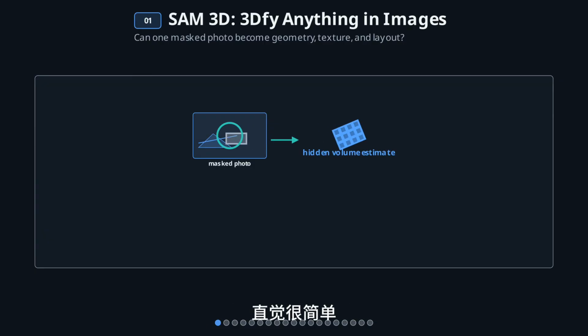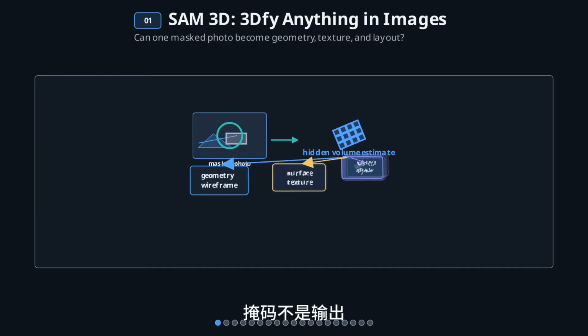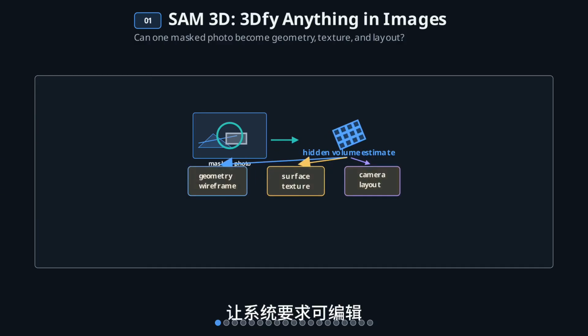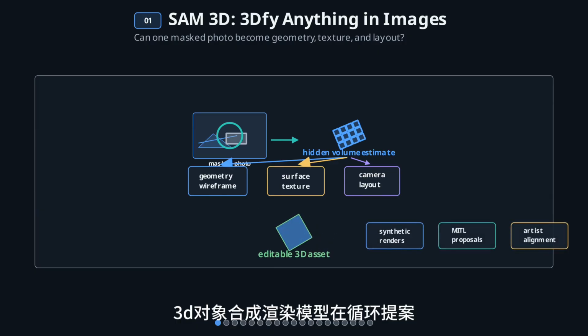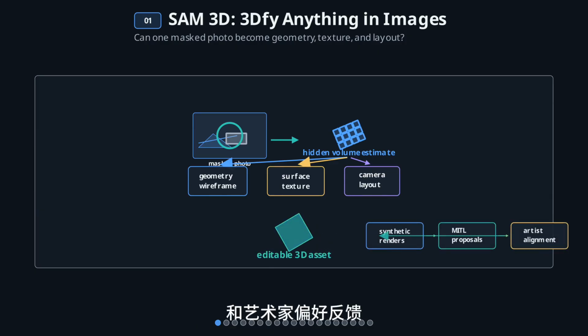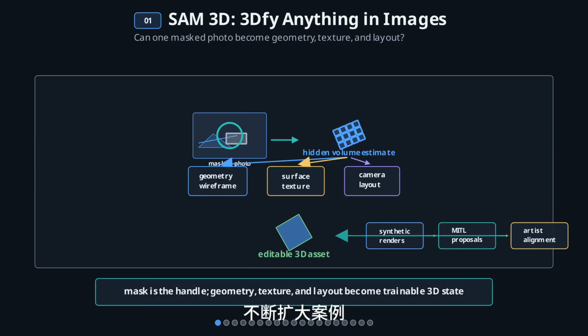The intuitive move is simple. A mask is not the output. It is the handle that lets the system ask for an editable 3D object. Synthetic renders, model-in-the-loop proposals, and artist preference feedback keep expanding the cases the model can survive, so clutter and occlusion become data problems rather than one-off failures.